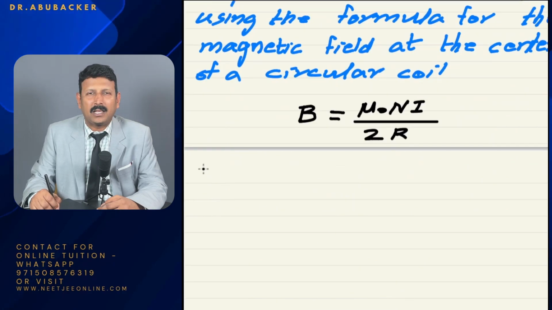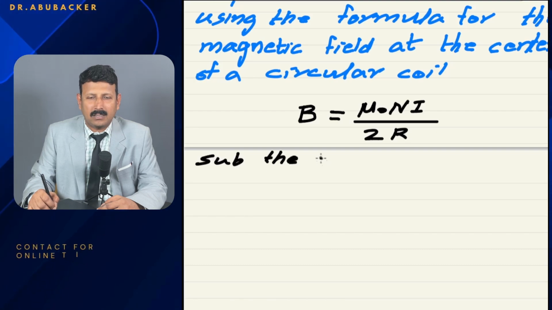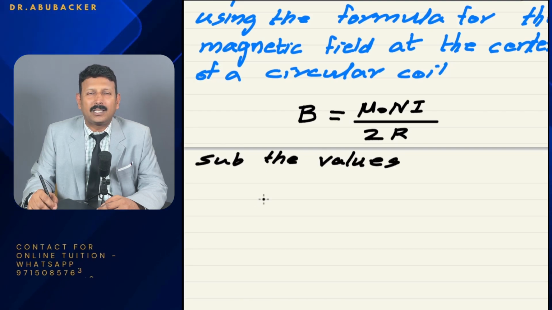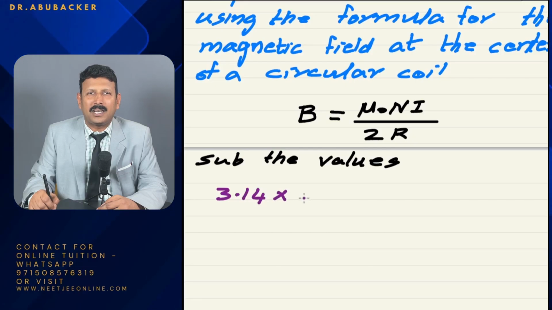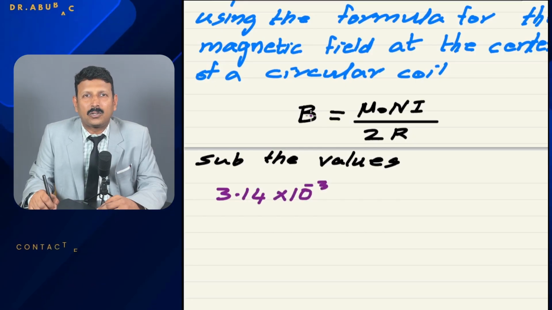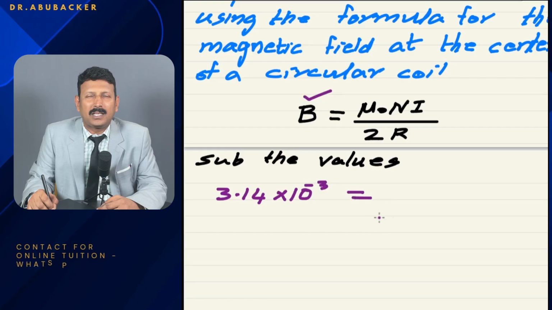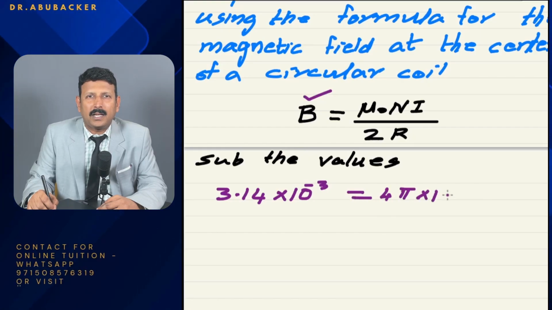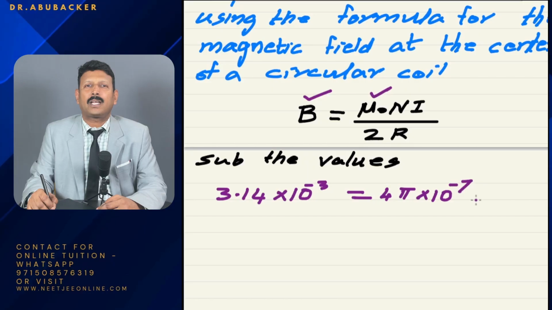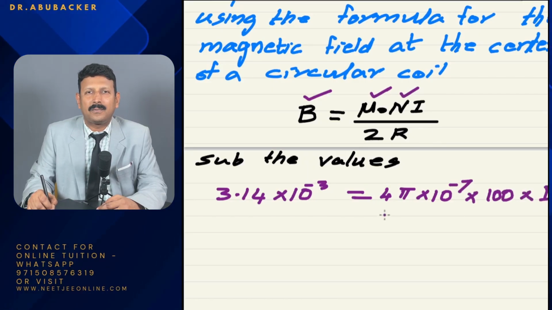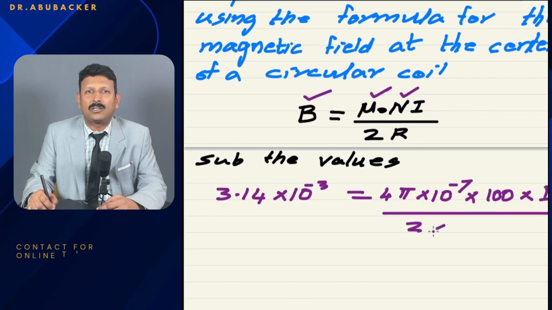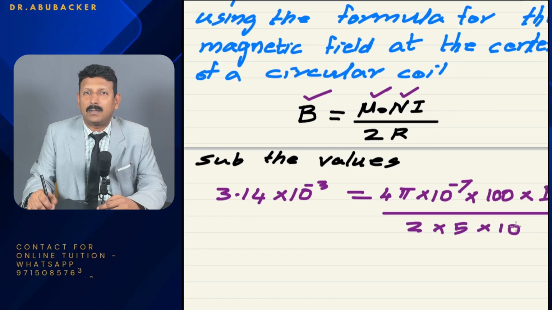So the equation is B is equal to mu 0 N i divided by 2R. See, all the values are given except the I value. Mu 0 value was given in the question, I did not read it for you that time. B is equal to 3.14 into 10 raised to minus 3 is equal to mu 0 value. Mu 0 value will be given on the first page of the question paper also: 4 pi into 10 raised to minus 7. Now N, 100 given, into I not given, divided by 2 into the radius of the coil given, 5 into 10 raised to minus 2 in terms of meter.